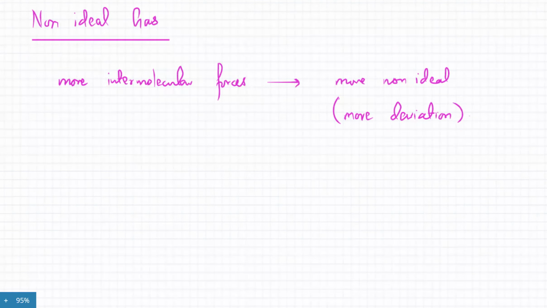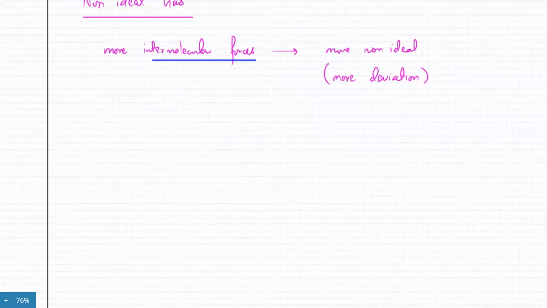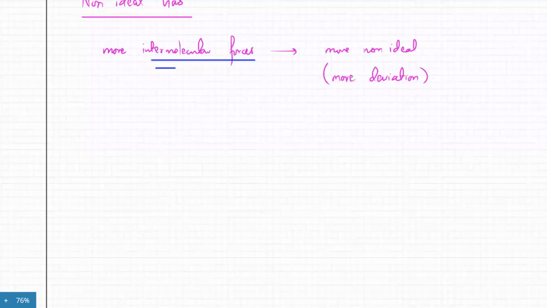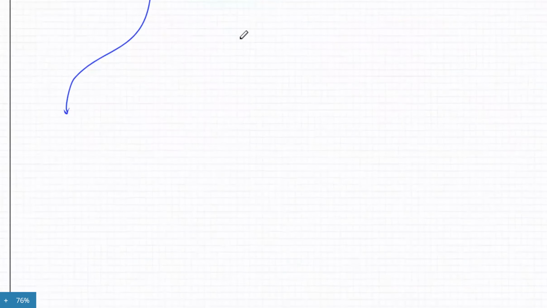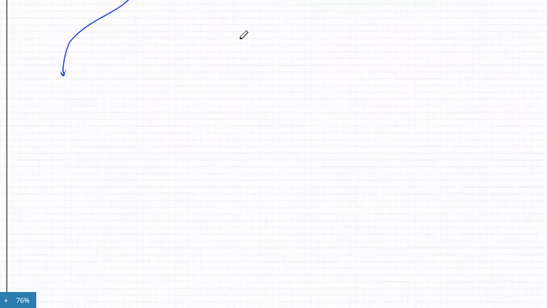So this is the point where we're going to start discussing intermolecular forces now, and we're going to talk about simple covalent molecules. Our ideal gas chapter is pretty much over. If a molecule has more intermolecular forces, it's going to be non-ideal. So we're going to start focusing on these intermolecular forces.